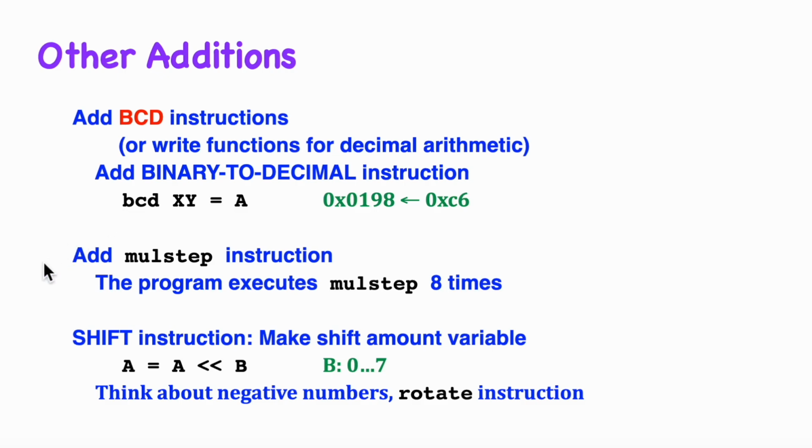Getting back to the multiply instruction, the algorithm that I discussed in a previous video involved doing a shift and add step 8 times in a row.